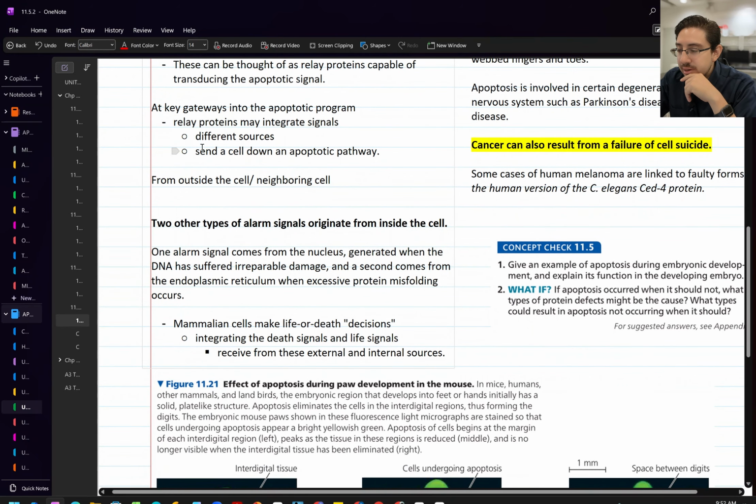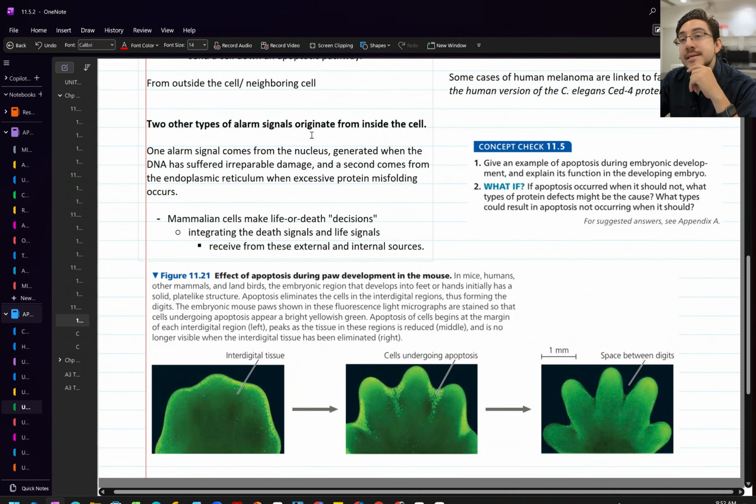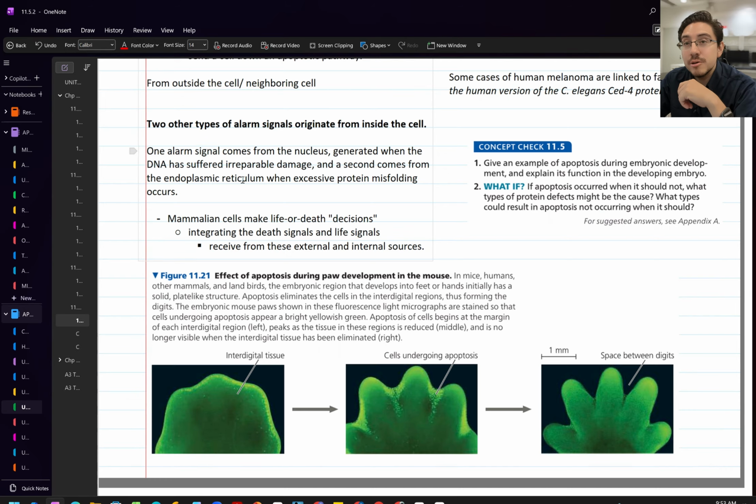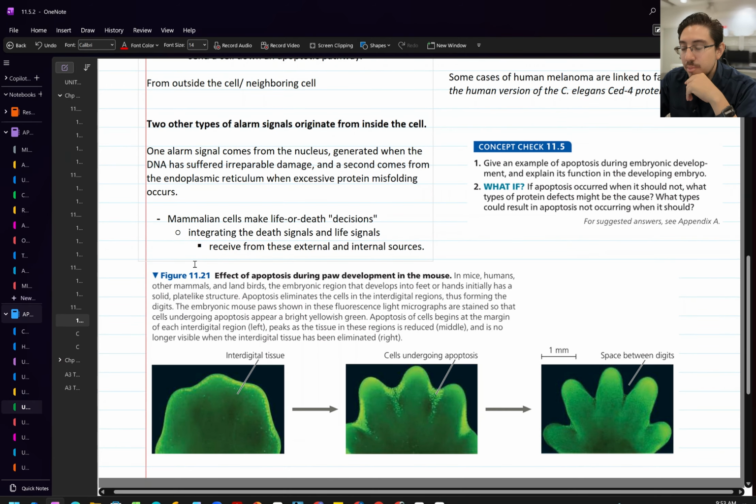So I want to mention two other types of alarm signals that can originate from inside the cell. It could come from the nucleus when the DNA has physical, irreparable damage, and you can elicit apoptosis. Or damage can come from the ER, where you have misfolding happening. If you have protein misfolding, you're going to have a deformed protein, which can lead to problems. So at the DNA level and at the protein folding level, you can have a problem.